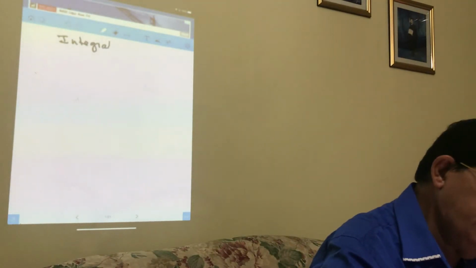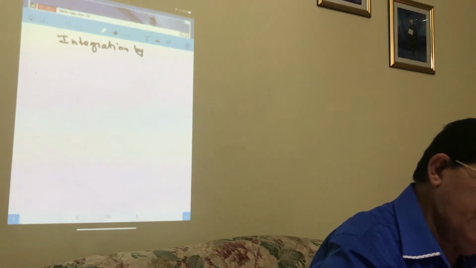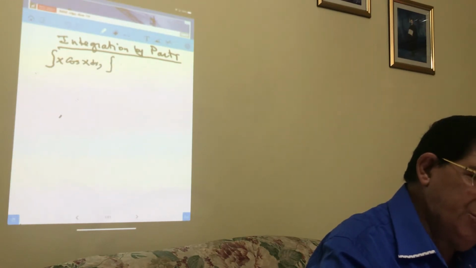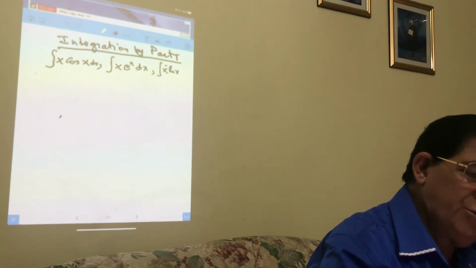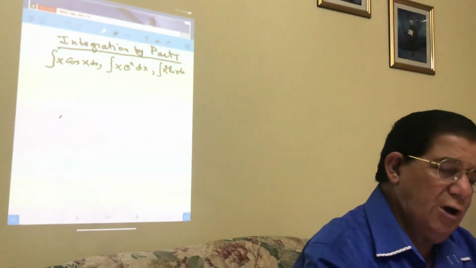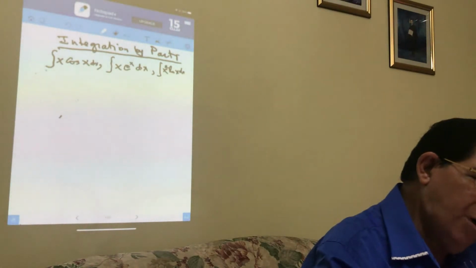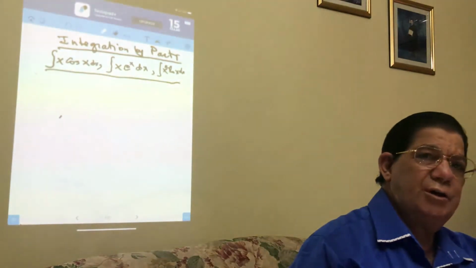Integration by parts. Whenever you see a problem where you have to integrate x cosine x dx, x e power x dx, x ln x dx or x squared ln x dx, all of these are done by parts because there are two parts, and that's why we call it integration by parts.